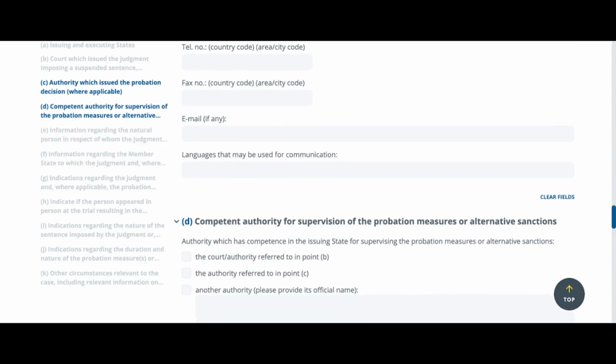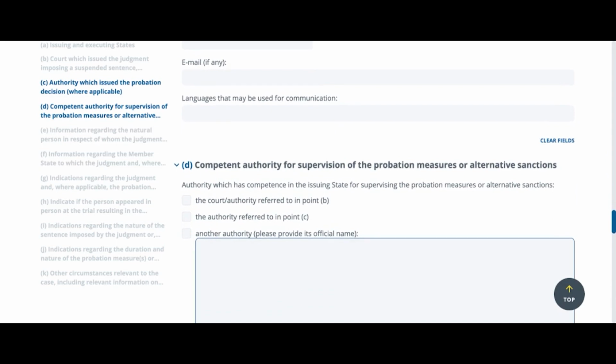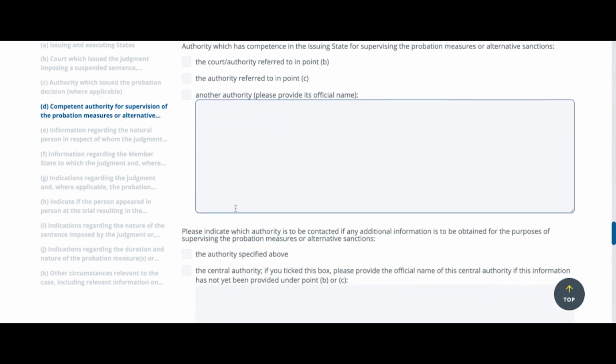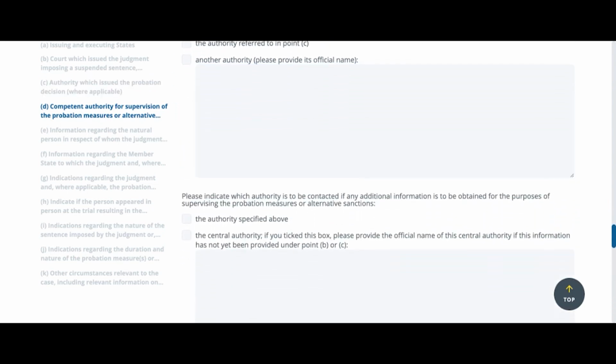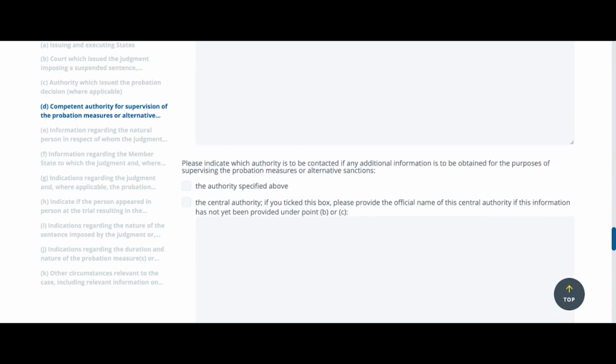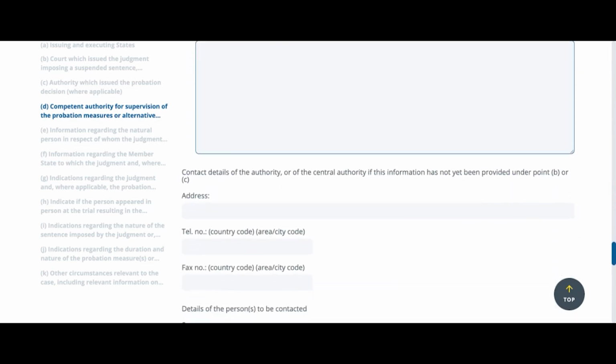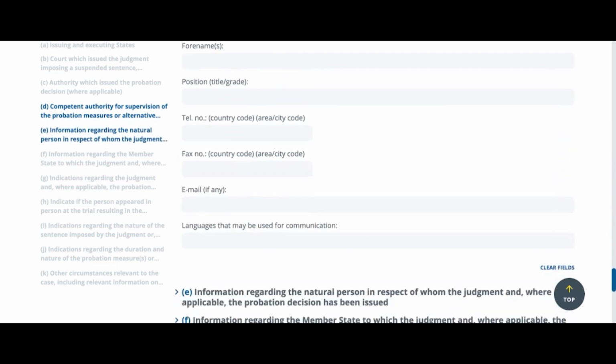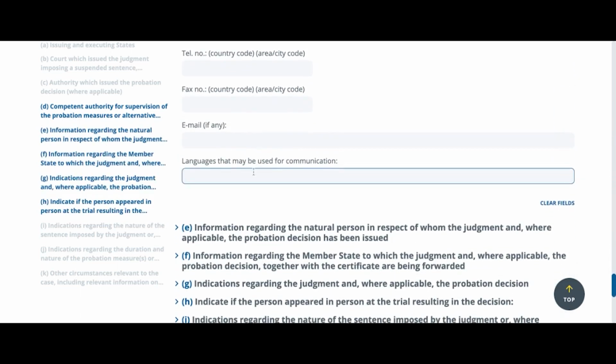Competent authority for supervision of the probation measure or alternative sanction in the issuing state: is it a court, the authority, another authority? Again, you have to provide all these details: the address, telephone number, email, contact person, and again the language for communication.